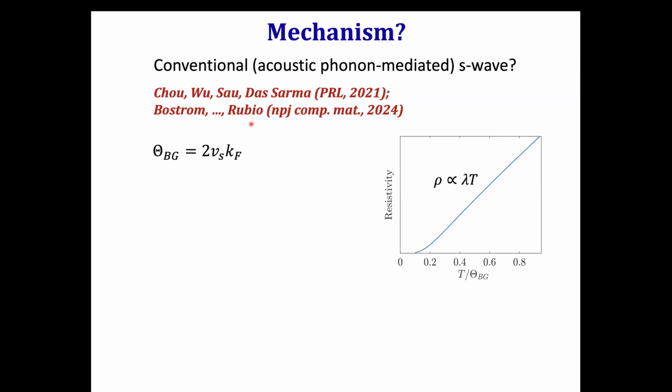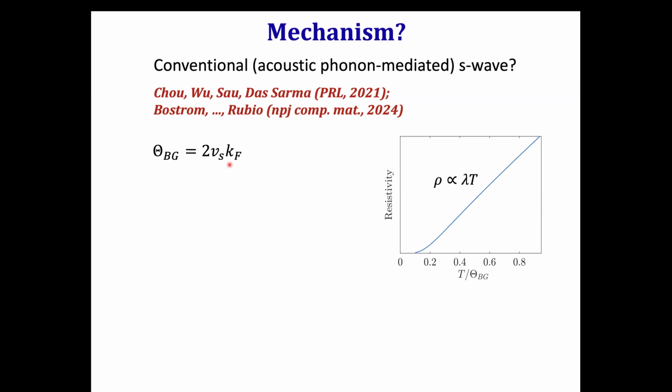Okay, so that's one special thing about the superconductor that makes it not so easy to understand how these phonons can pair. But there's a more serious issue, which is the normal state resistance in the system.